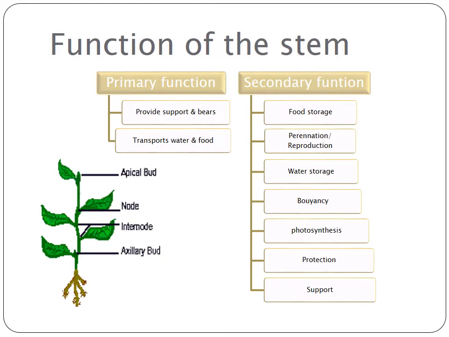These are the functions of the stem. Again, the stem has two types of function: primary and secondary. In the primary function, the first is to provide support and bears, and the second is to transport water and food. Then the secondary functions: first is food storage, second is pollination and reproduction, third is water storage, fourth is perennation, fifth is photosynthesis, sixth is protection, and seventh is support. Now you can study it easily.